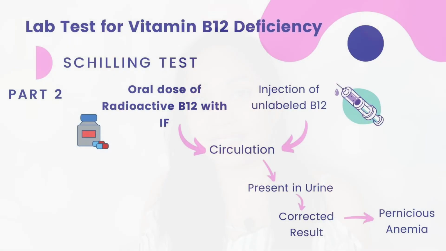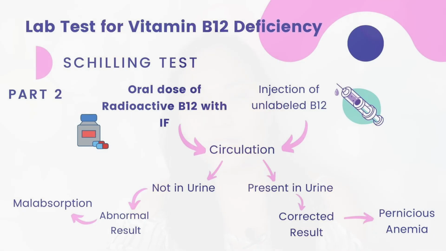And so if it gets corrected because of the administration of IF in tandem with the vitamin B12, that means your defect is a lack of IF, otherwise known as pernicious anemia. And then if it isn't corrected, then there's another reason, there's a malabsorption that's happening that needs to be investigated even further. So that's the Schilling test.